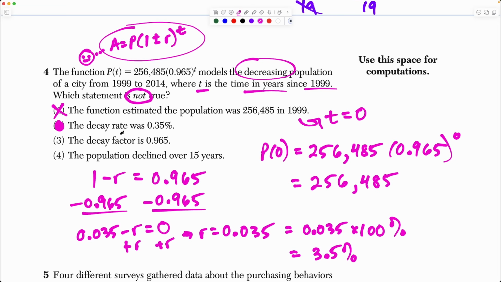The decay factor is 0.965. That is also true. That's the factor that's being raised to the t power. And the population declined over 15 years is true because the population is decreasing. They said this models the decreasing population, and we have one of those exponential decay type functions like this. So choice 4 is something that is true, so we X it out. Definitely choice 2, that one is false.